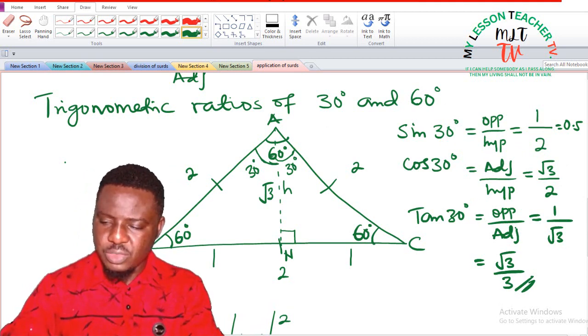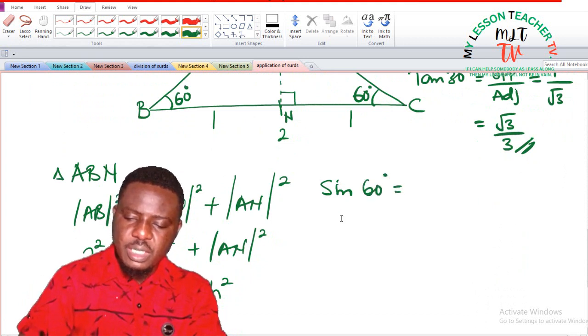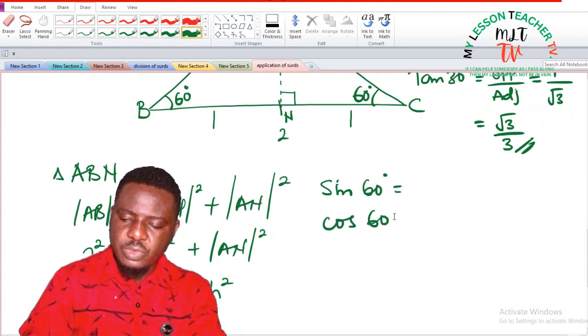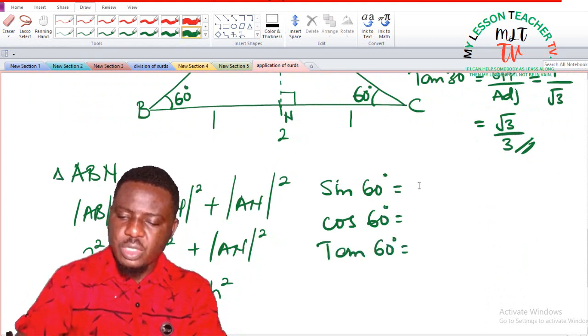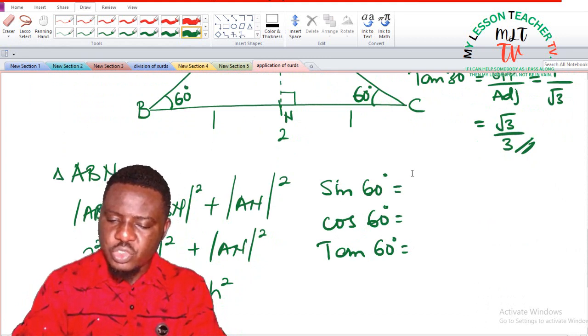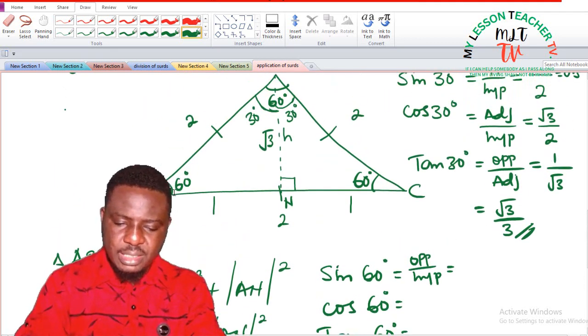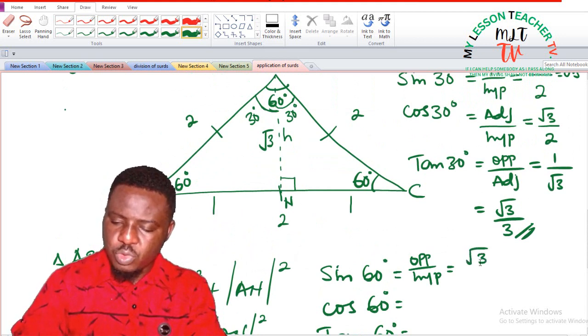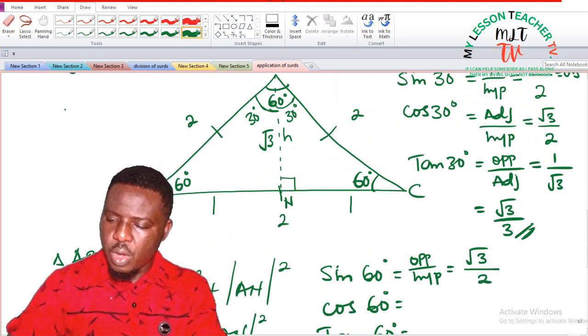Also, the trig ratios for angle 60 degrees, we have sine 60 degrees, cos 60 degrees, and tan 60 degrees. So for sine 60 degrees, we say it's the ratio of the opposite side to the hypotenuse side. And when you consider it, this is angle 60 degrees. The opposite side to angle 60 degrees is root 3. So this becomes root 3 divided by the hypotenuse side, which is 2.